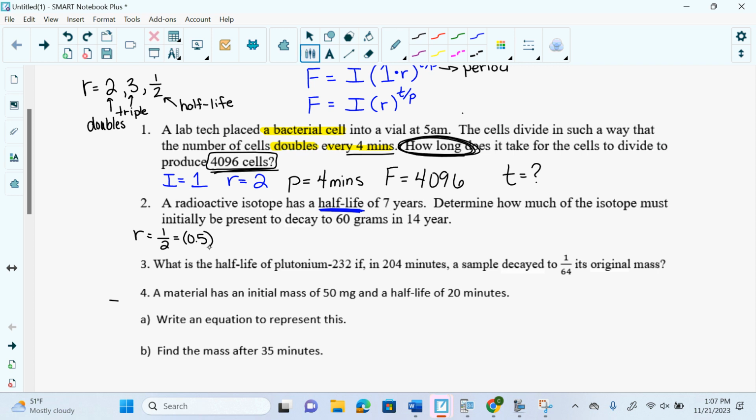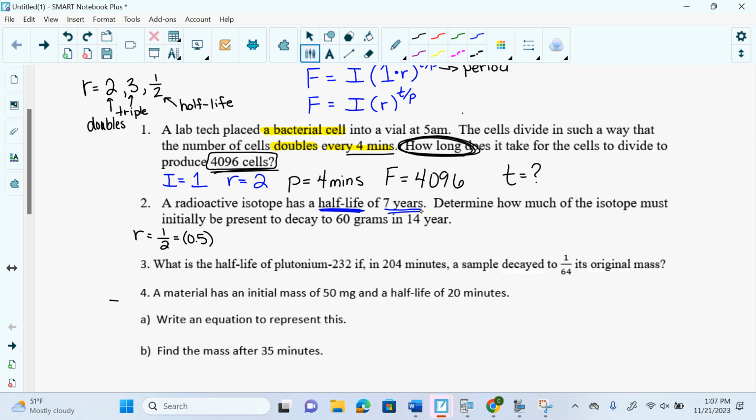It has a half-life of 7 years. That follows right after the word half-life. So this year, it's whatever it is. In 7 years, it's half of that. In 7 years, it's half of that again, and so on.